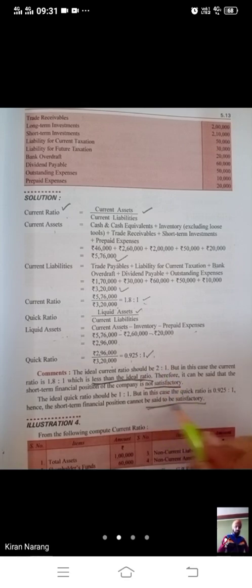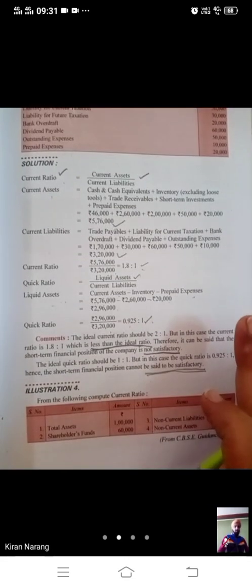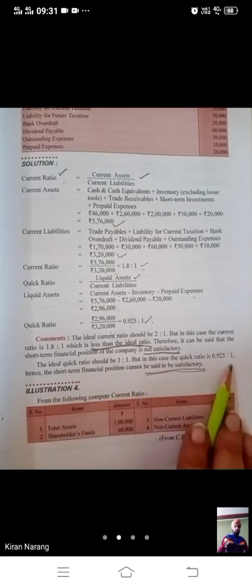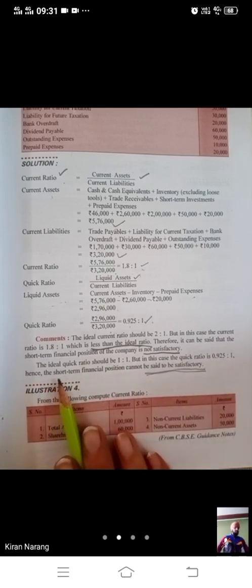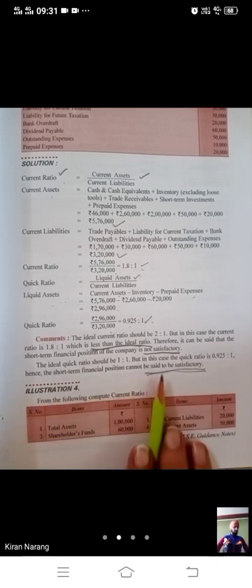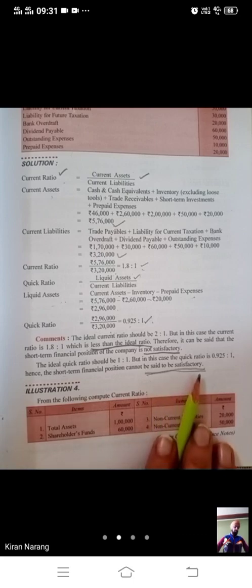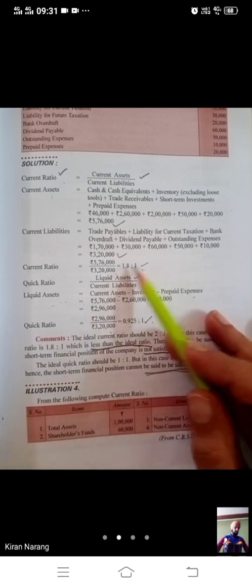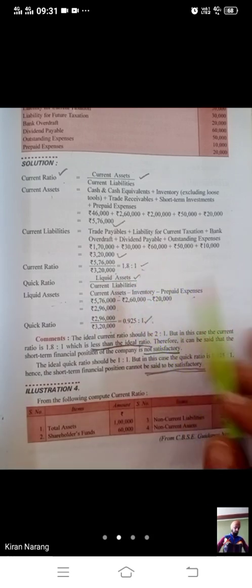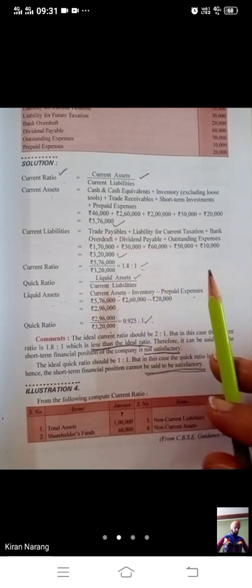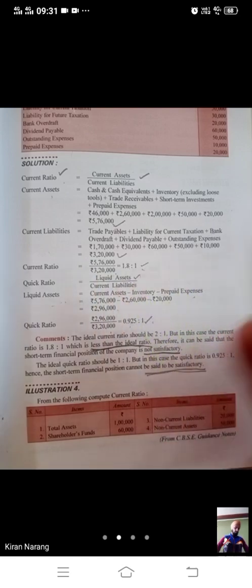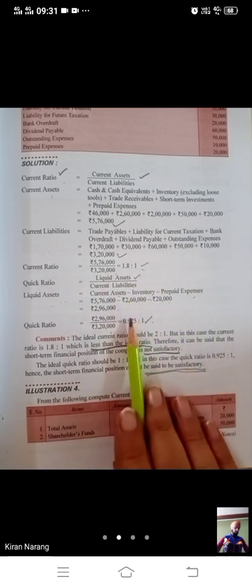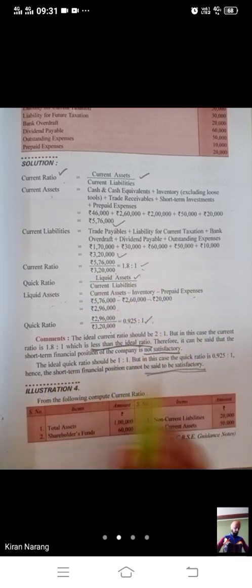This is also less than the ideal ratio. So the short term financial position cannot be said to be satisfactory. This is less than satisfactory. If 2 is to 1, 1 is to 1 is there, then it is the ideal ratio and ideal satisfactory condition. More than this is very good, but less than 2 is to 1 and less than 1 is to 1 is less than satisfactory. Any doubt?